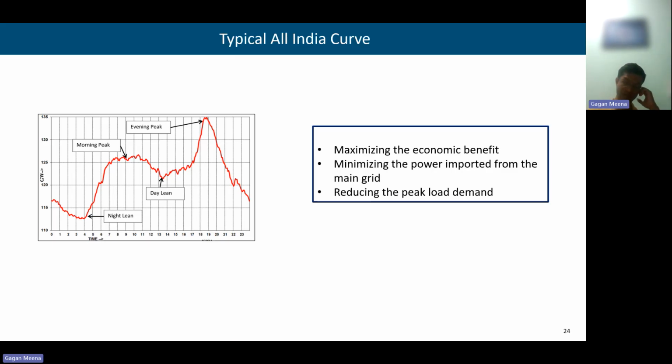So the objective of this demand side management is to minimize the power imported from the main grid, so that the losses are reduced and we can get a smaller bill also, and to reduce the peak load demand. Here you can see the Indian demand has so much difference between the peak and the minimum value.